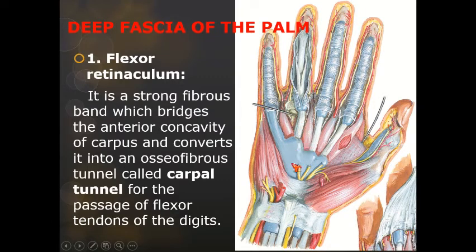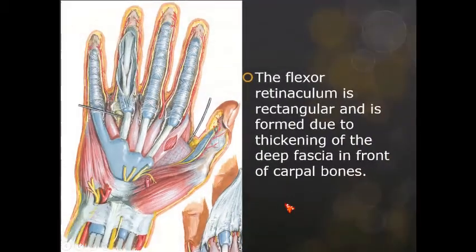These are all the flexor tendons and the nerves and the vessels. They are all passing below this flexor retinaculum. The shape of the flexor retinaculum is rectangular and is formed due to the thickening of the deep fascia in front of the carpal bones.